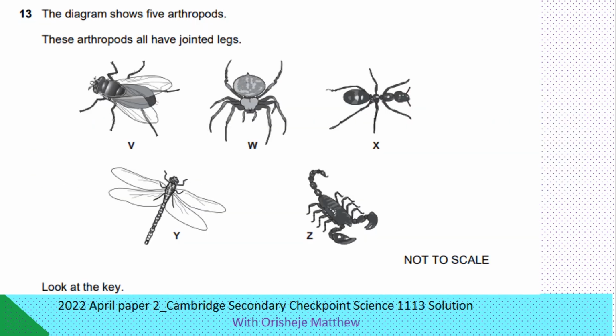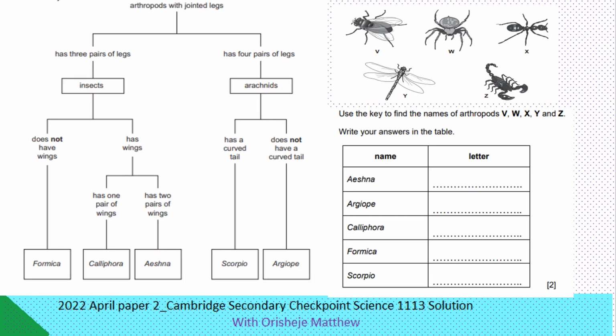Question 13. The diagram shows 5 arthropods. These arthropods all have jointed legs. V, W, X, Y, Z. So using the key, find the name of V, W, Y, Z.